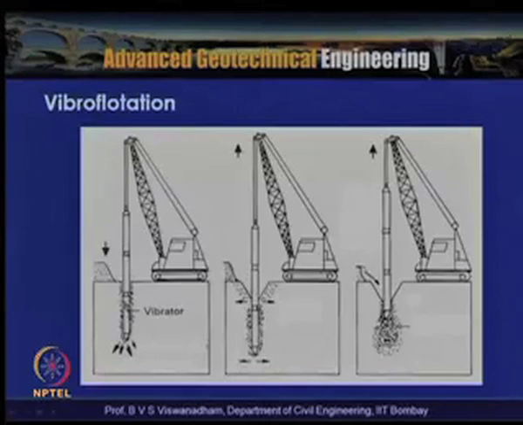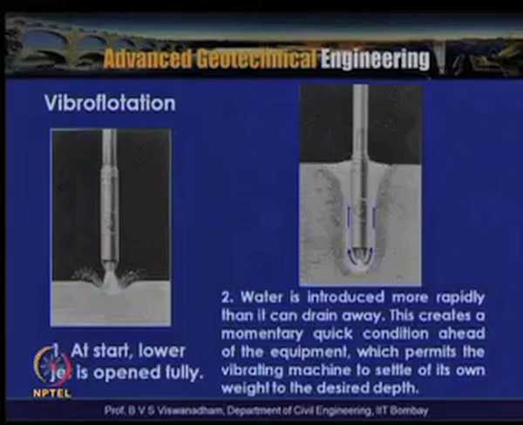So the process is shown here pictorially: the jetting of the water, then the compaction, and then withdrawal. In this process, the deeper soils can be compacted, and when you do it at a certain grid of spacings covering a large area, the entire soil gets densified.